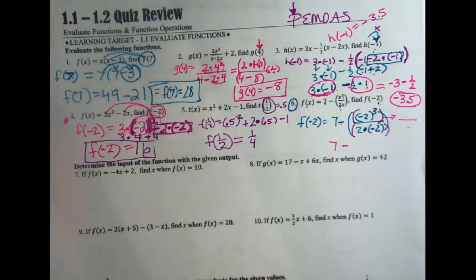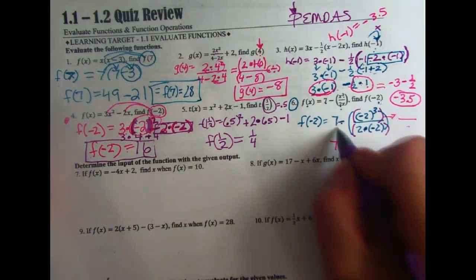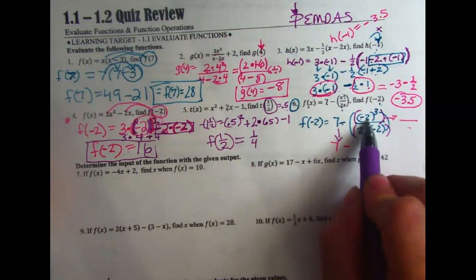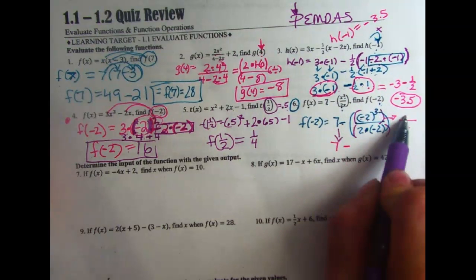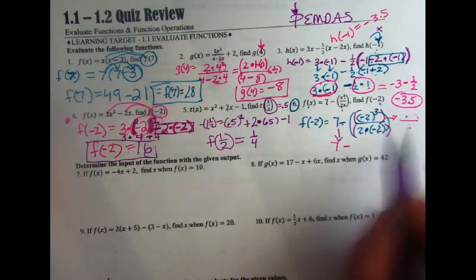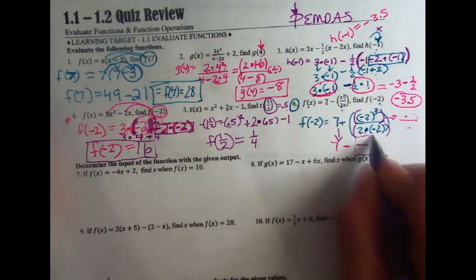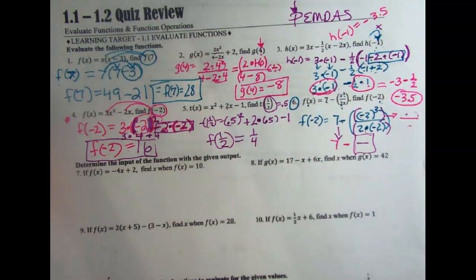So again, it might just be easiest to take this 7 minus and drop it down, and then take this -2 in parentheses to the third, get a new number. Take this 2 times -2, get a new number. And then take 7 minus whatever that new fraction is. That will make it a lot easier to get your answer.